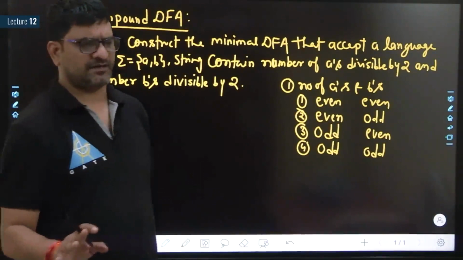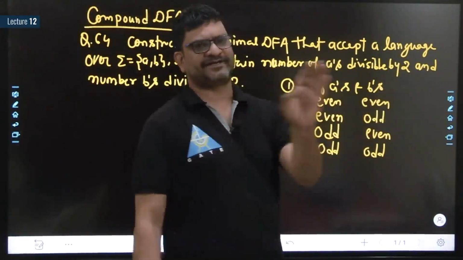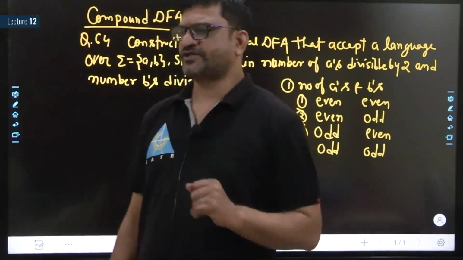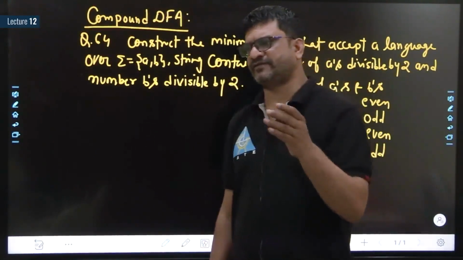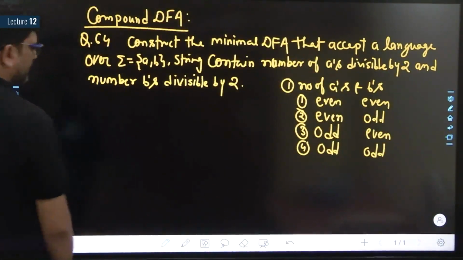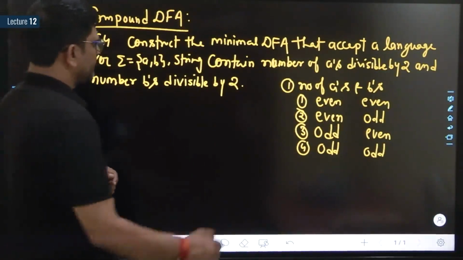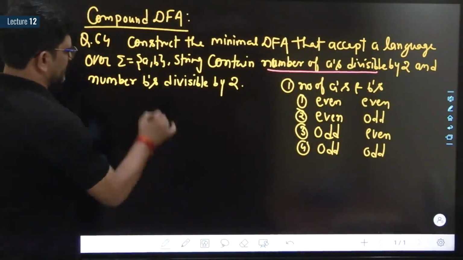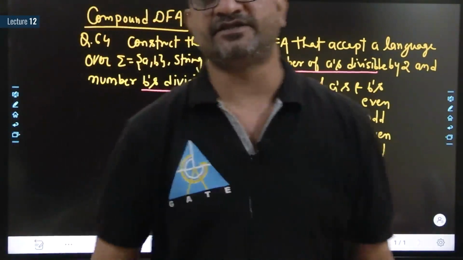The DFA is almost the same, but the final states are different. We will do the first question with the complete process. After that, we will see the shortcut for that. This question contains two questions: number of A's divisible by 2 and number of B's divisible by 2. Make separate DFAs, and after that combine these two DFAs.